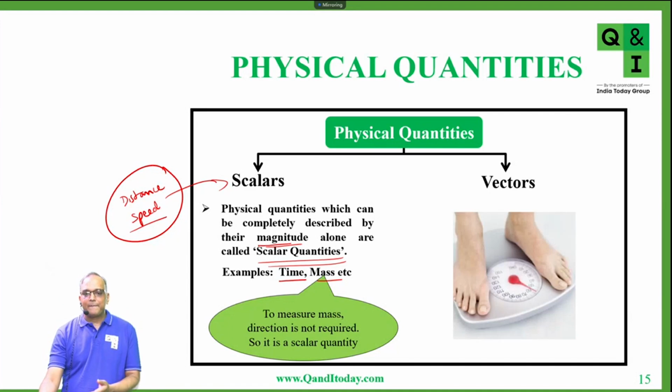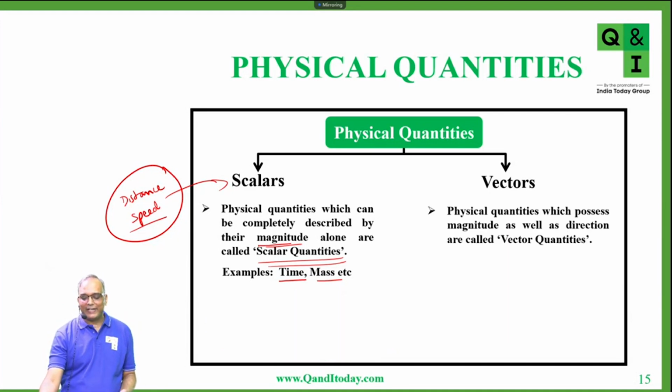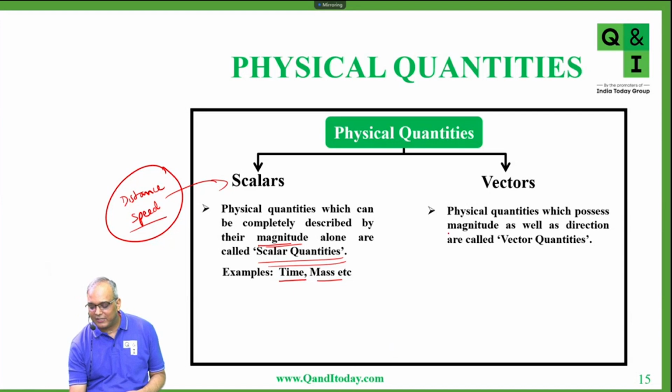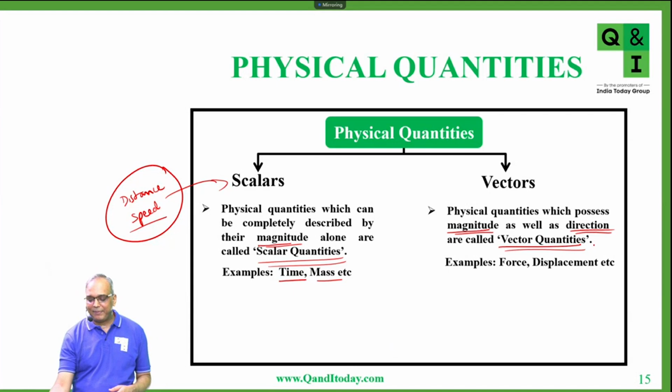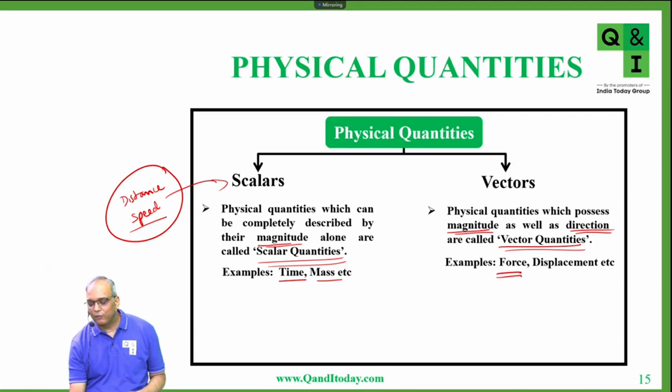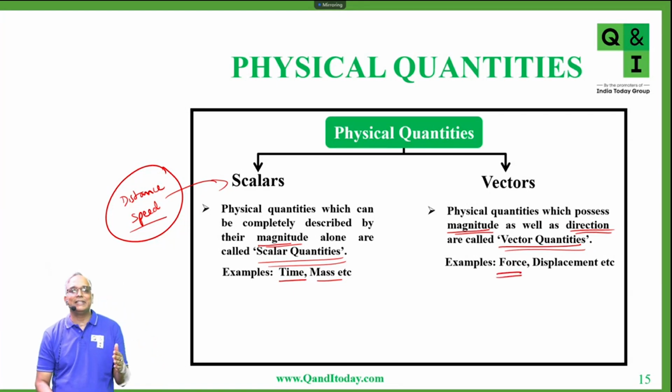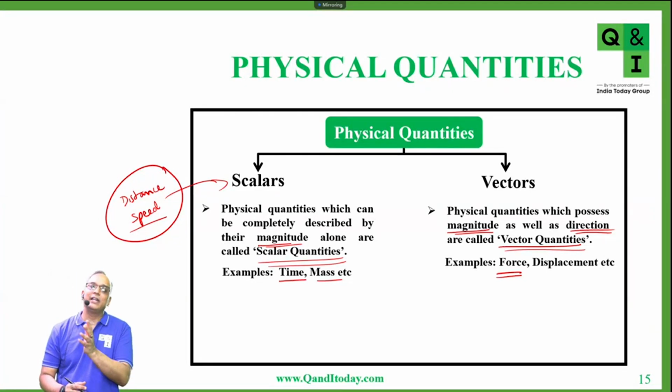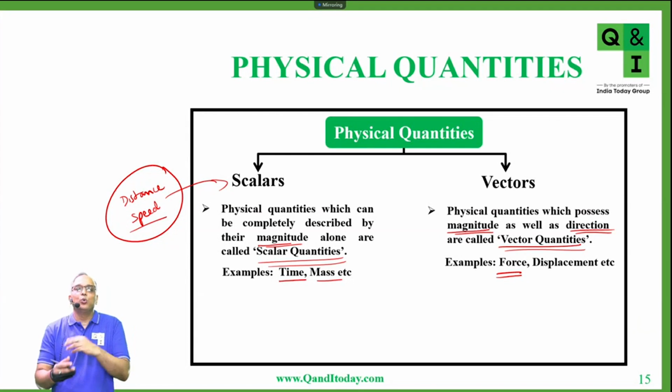Now, let's talk about vector quantity. A physical quantity which possesses magnitude as well as direction. So those physical quantities which have magnitude as well as direction are called vector quantities. An example of vector quantities is force. When I say that I am applying a force of 3 Newton towards right, here we are mentioning the direction, right? Or 2 Newton towards left. So magnitude as well as direction both are mentioned, and that's why it is a vector quantity.